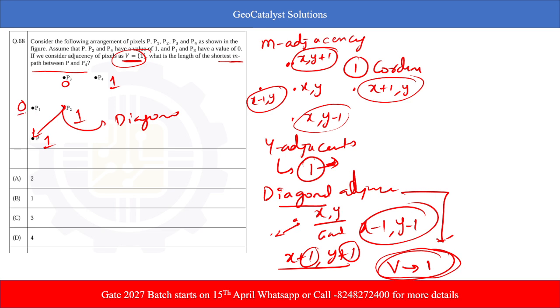So here if you see V is equal to 0, so that is why this is allowed, and we will count this as 1 path length, just because this is 0. If this would have been 1, then this would not have been counted. So path length is 1 here, and here also. P2 to P4, if we see, first I will write for p, p2. There is diagonal adjacency.